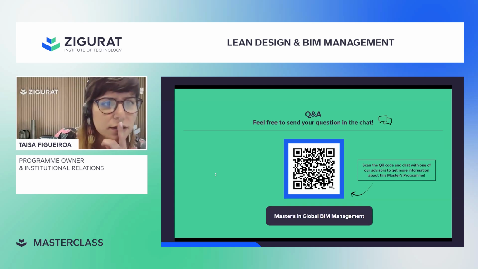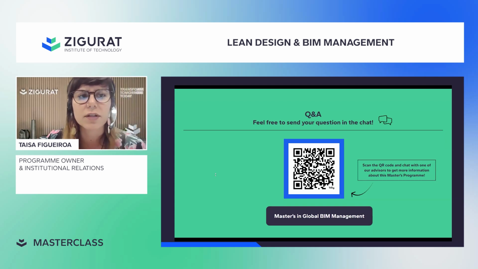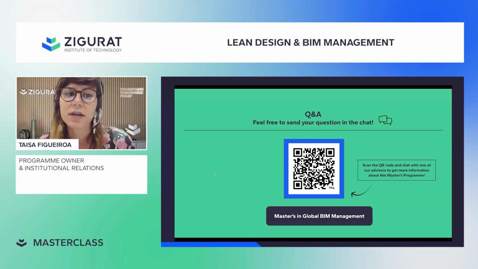The question is: how do you reconcile client-driven design changes with lean design efficiency? Are there strategies to manage the scope creep within a lean framework?